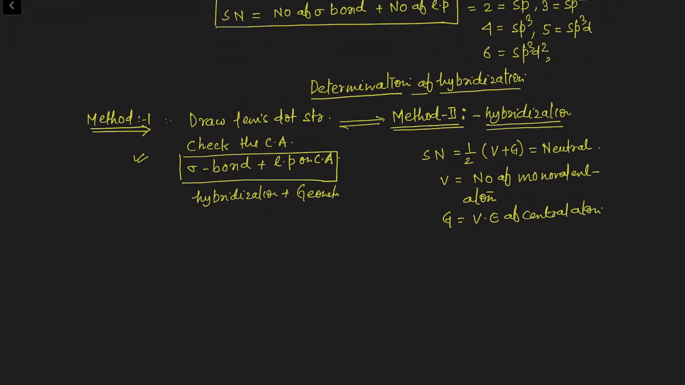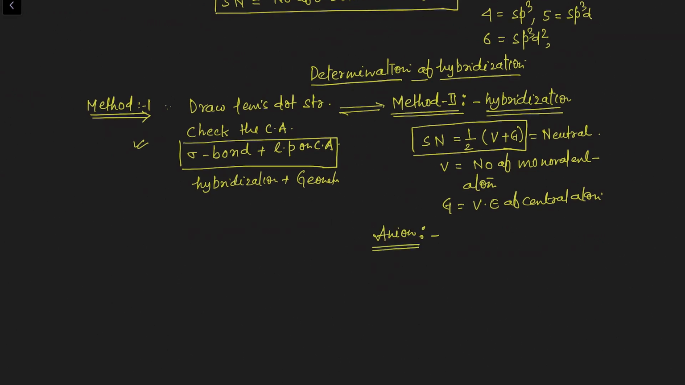Again I am repeating, be careful with this formula. We will discuss some 10 to 12 examples and we will calculate the geometry and hybridization of the molecule by using both methods. This formula is valid for neutral molecules. If you have an anion, how will you calculate the steric number? For an anion, the steric number formula is 1 by 2 (V + G + A).